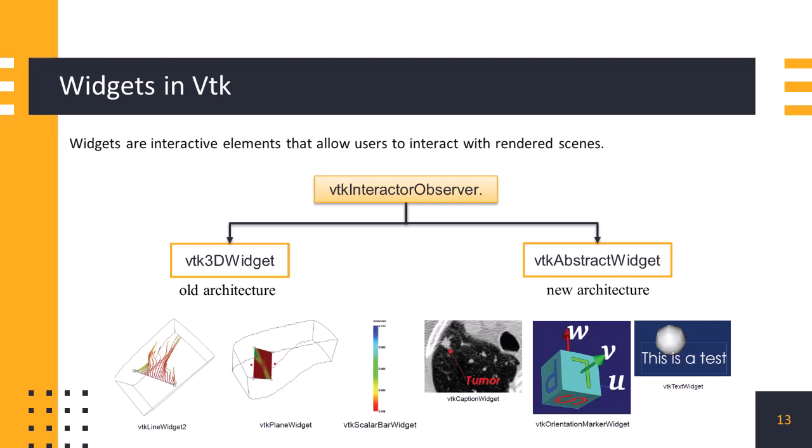VTK provides numerous widgets to perform tasks that range from measurements and annotations to segmentations, scene parameter manipulation, and much more. Widgets from old architecture are derived from VTK 3D Widget class, whereas new widgets are derived from VTK Abstract Widget class. We will learn how to use these widgets later in our series.